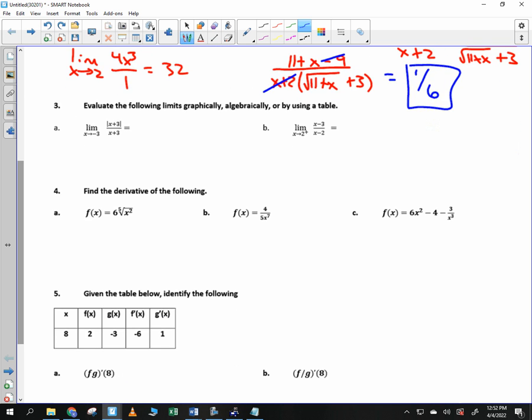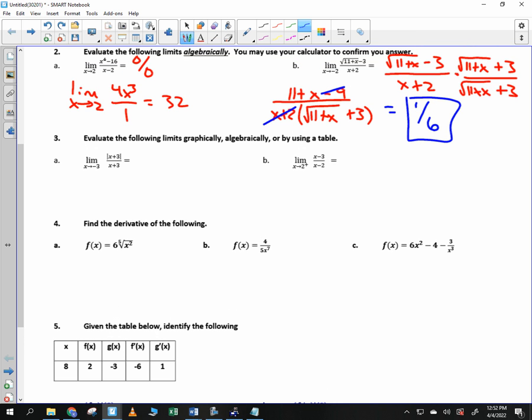What I'd like you to do is take out your calculator and see if by using your calculator in any way, shape, or form, you can come up with the limits for 3a and 3b. Go.